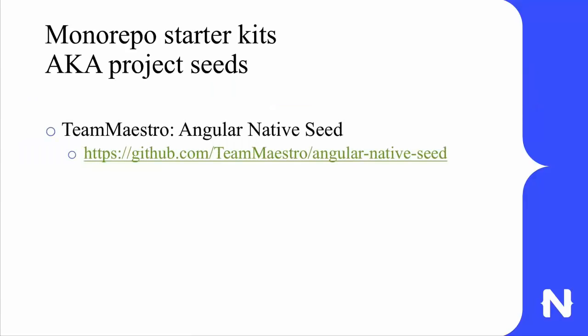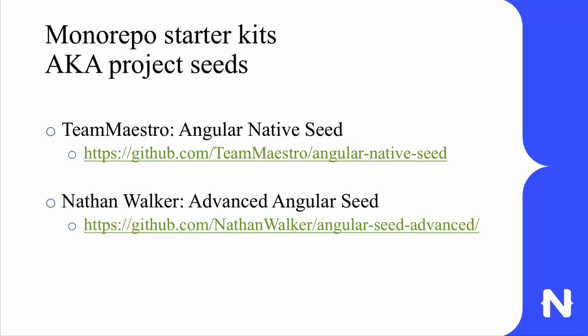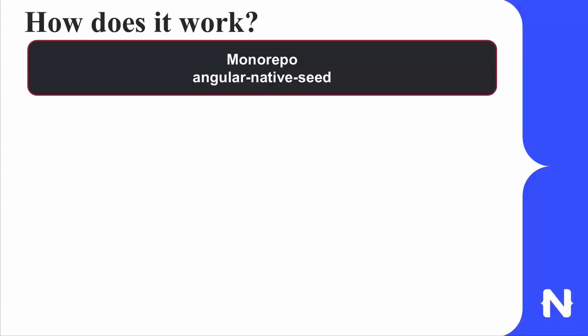So the answer for that is there's a bunch of monorepo starter kits, or we call them project seeds. One from Team Maestro called Angular Native Seed, or the other one from Nathan Walker, which is called Advanced Angular Seed. So if you clone any of those, those will automatically come with the whole build process out of the box, and you could use that to build your own projects. So I'm going to focus today on the Team Maestro seed.